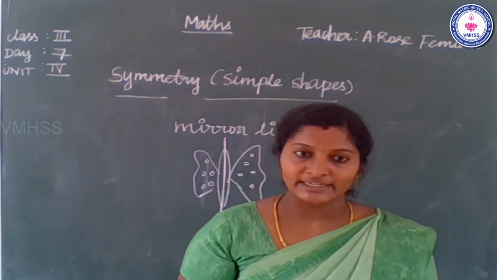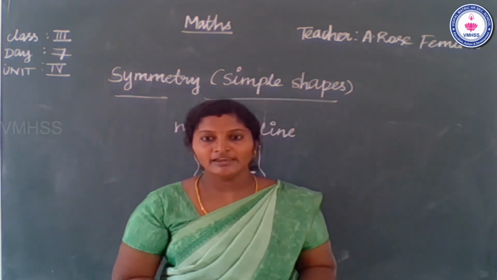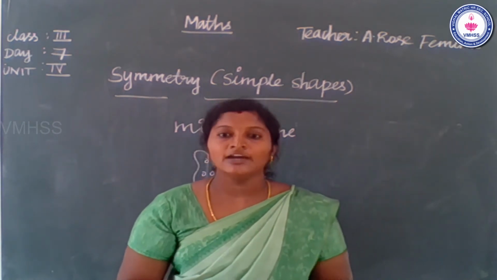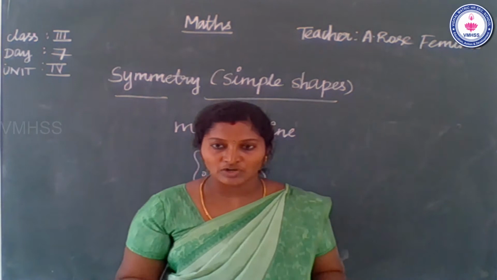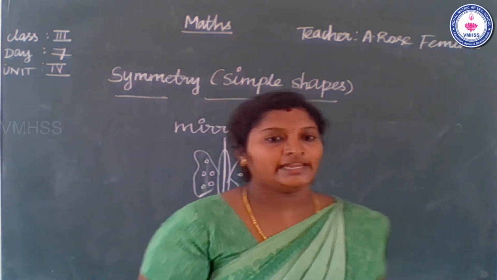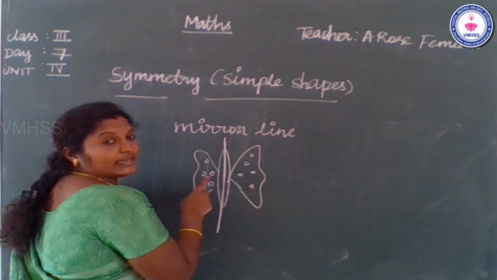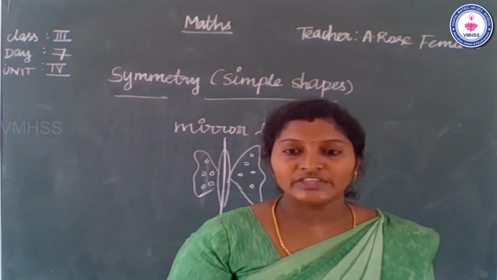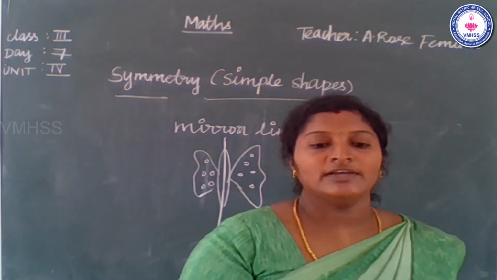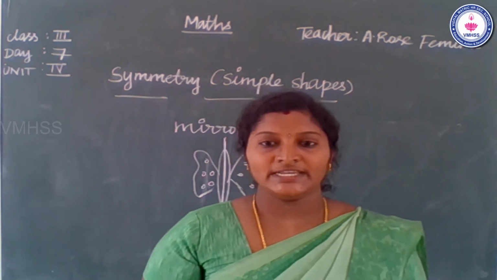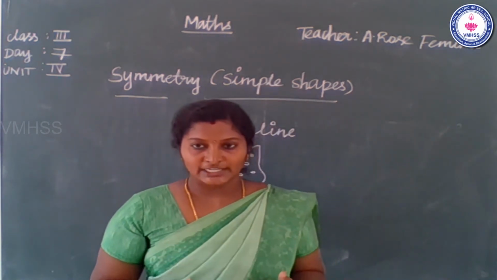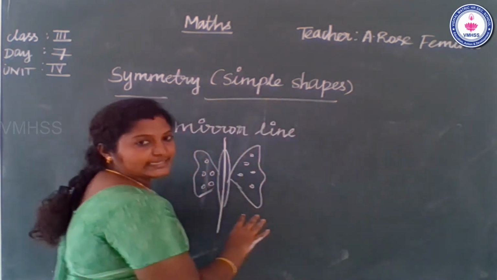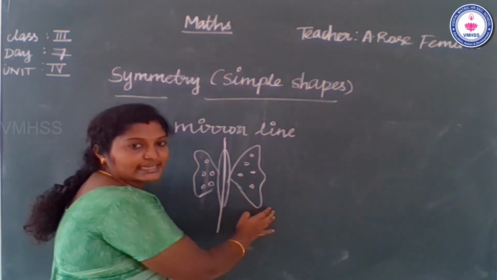A shape has symmetry if a central dividing line, a mirror line, can be drawn on it to show both sides. Right side and left side are equal, so it's a mirror image. The sides of the shape are exactly the same. Something is symmetrical when it is the same on both sides.